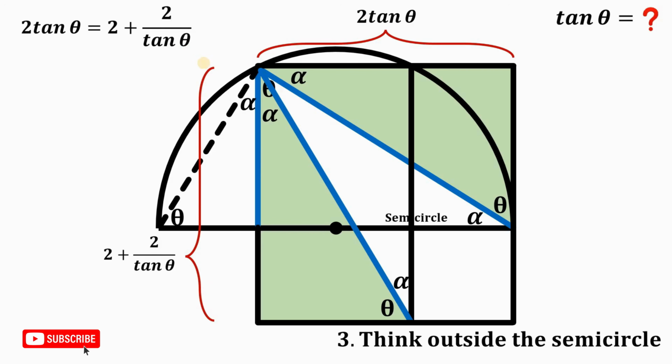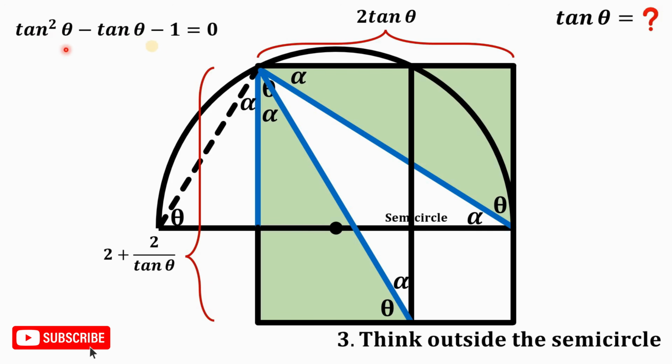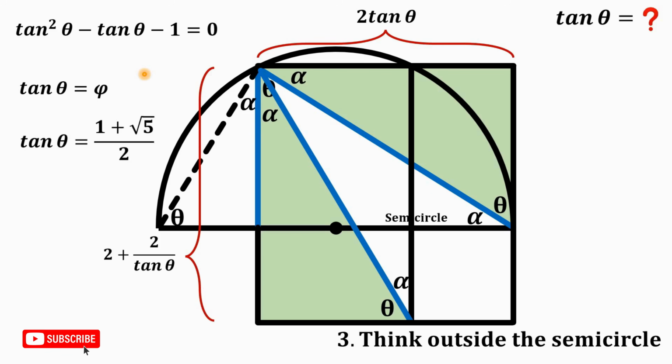Divide both sides by 2, multiply both sides by tangent theta, and equate this to 0. And sure enough, we have tangent squared theta minus tangent theta minus 1 equals 0. If we use the quadratic formula to find the value of tangent theta, we get that tangent theta simply equals phi, or simply 1 plus square root of 5 all over 2. And that is our answer to this question.